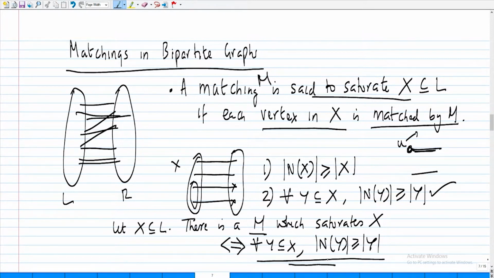Fine? And this is called Hall's theorem for bipartite matching. Right? And inside the proof of this direction, you will see where the bipartiteness of the graph is used. All right. So let us prove the difficult direction of this theorem.